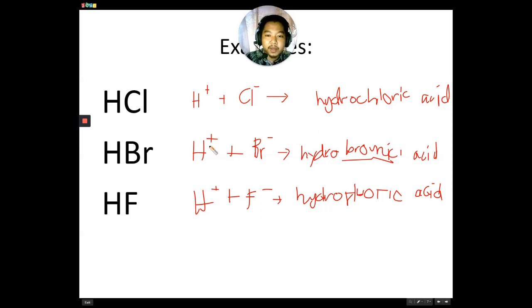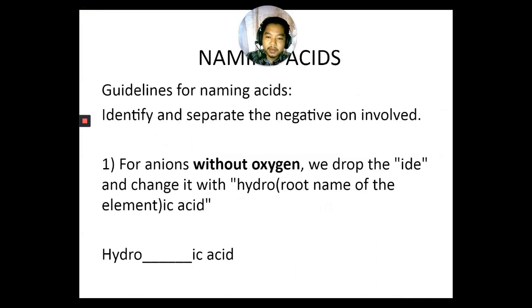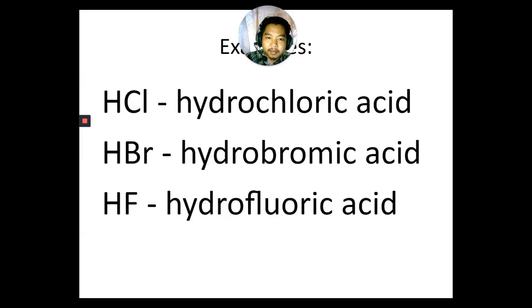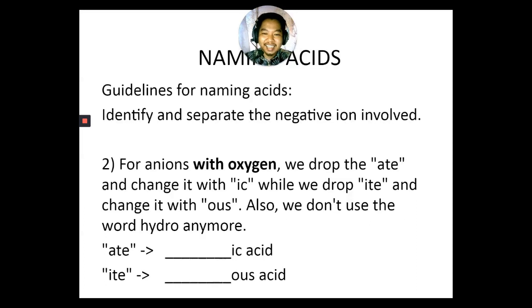Let me reiterate. We follow the formula hydro, root name without the IDE, add ic and acid, for an ion without oxygen. So that's the first rule. The second rule, there's an answer here. I made the PowerPoint, so I'm surprised, right? It's a prank. So the second rule in naming acids is for acids, of course, with oxygen.